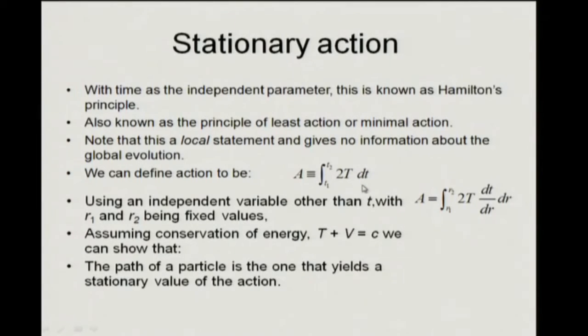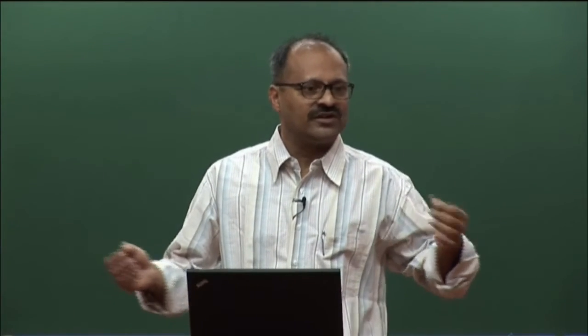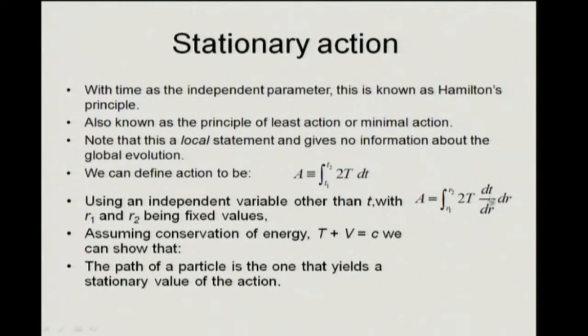But you can generalize this and ask, why do I need to have time as the independent variable? If I know that this particle is going from some x to x1 to x2 and I want to find out what is the shortest path, I need another method. So you simply redefine this as the integral from r1 to r2 of 2T dt upon dt dr, assuming r1 and r2 are fixed values.